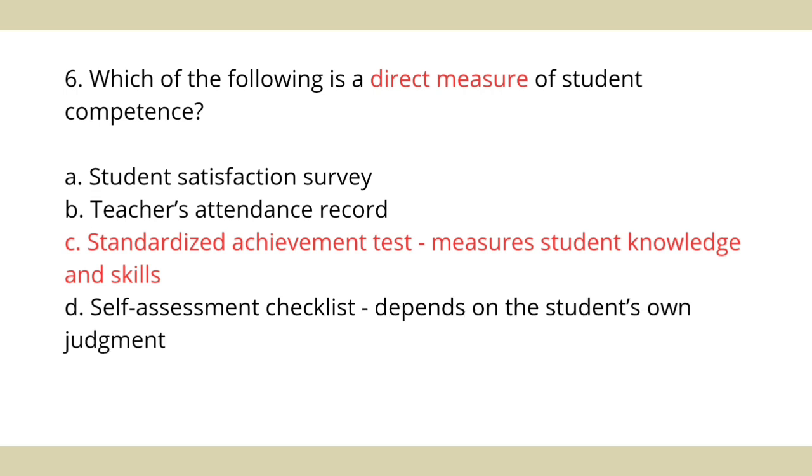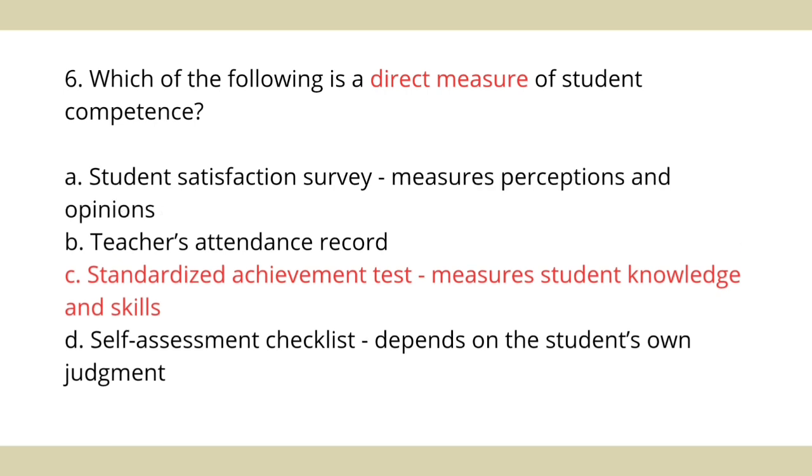Letter D, self-assessment checklist, is subjective and indirect, as it depends on the student's own judgment. Letter A, student satisfaction survey, measures perceptions and opinions, not actual competence, and letter B is teachers' attendance record. It measures teachers' behavior, not student ability.